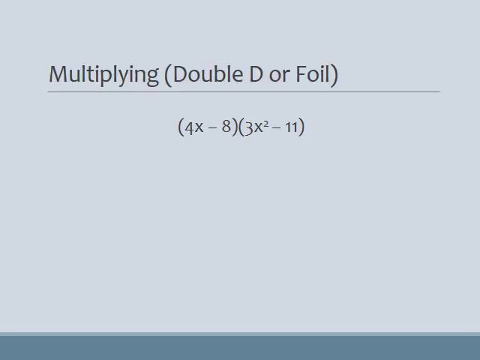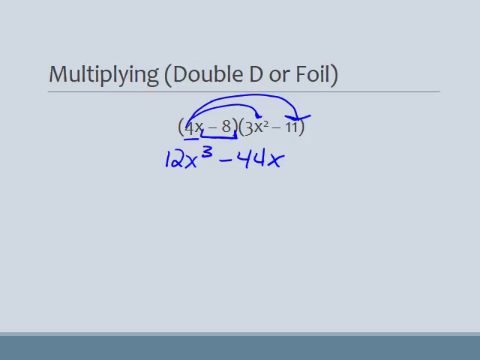And another example. Take my 4x and distribute. So 4x times 3x squared is 12x to the third, adding the exponents. 4x times negative 11 is negative 44x.